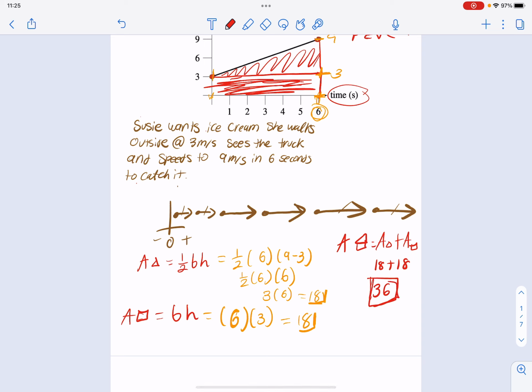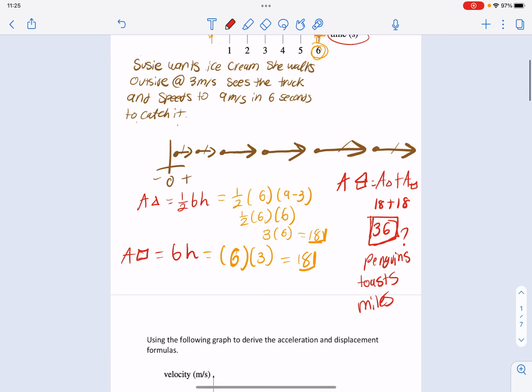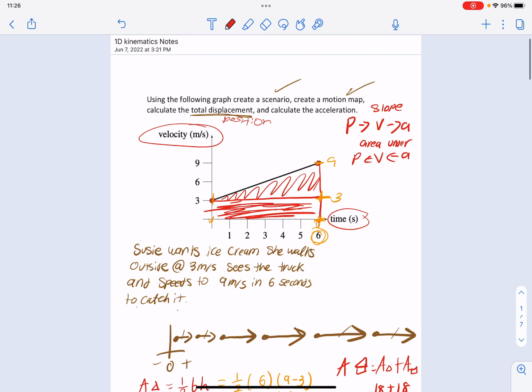Now, 36 what? Penguins, toast, miles, meters, right? It's 36 meters. So that means that this is 36 meters. We have to always keep our units. Okay? So 36 meters. That would be our total displacement. Got it. Now all we're missing is the acceleration.